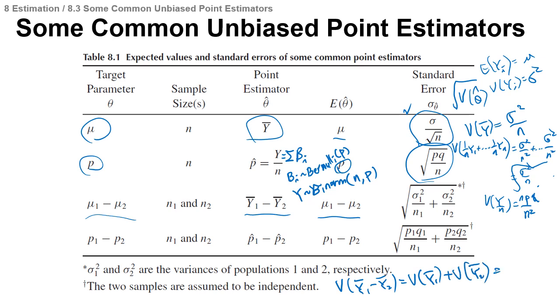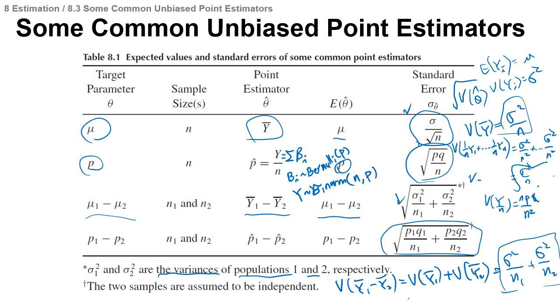Variance of y1 bar minus y2 bar is variance of y1 bar plus variance of y2 bar, and this is sigma square over n1 plus sigma square over n2. And here we assumed that the variance of population 1 and 2 are same. We have equal variance, then in this case the derivation is easy. So since the variance is this, take square root to get the standard error. And similarly, you can also get the variance term for the p case. Derivations are very similar.